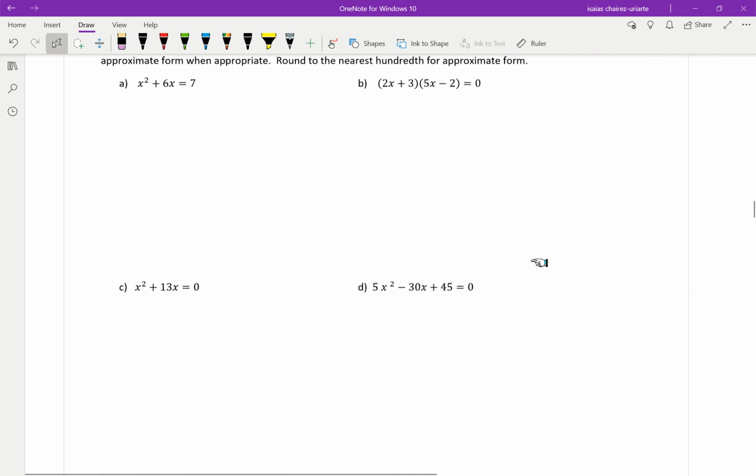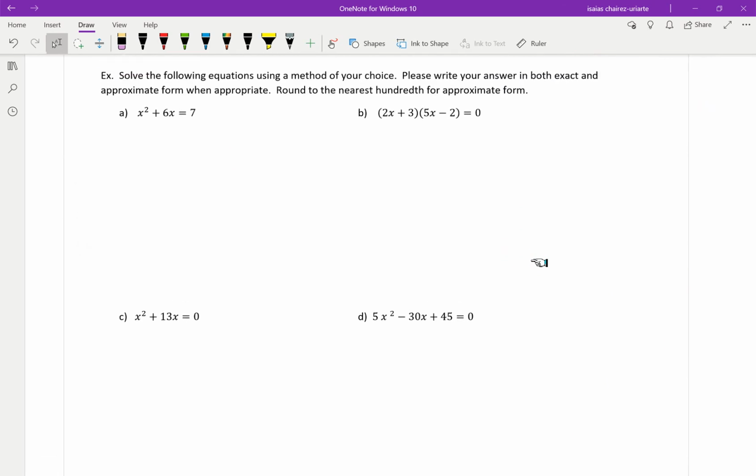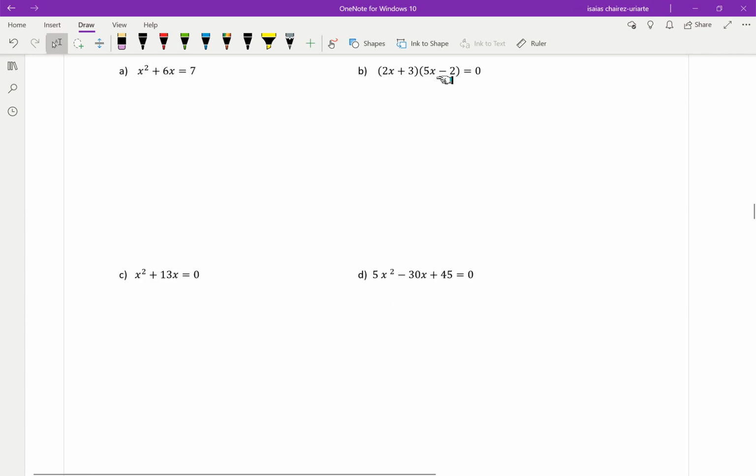Now we have 6 little exercises to solve here. You can use whichever method you choose, whatever's easiest. And write your answers both in exact and approximate form when appropriate. I guess we have to round to the nearest hundredth whenever we end up with decimals. So pause the video, and let's take a few minutes to solve this.